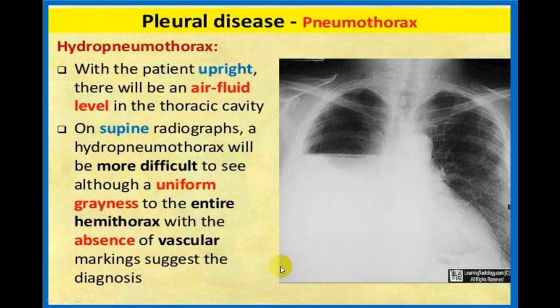As such, we cannot see the costophrenic angle. Diaphragm you cannot make out. Right border of the heart you cannot make out. Right atrium, right hilum, and paratracheal strip you can make out. So there is something which is not radiopaque. So this is radiolucent. So this is air. This is fluid. Hydropneumothorax.